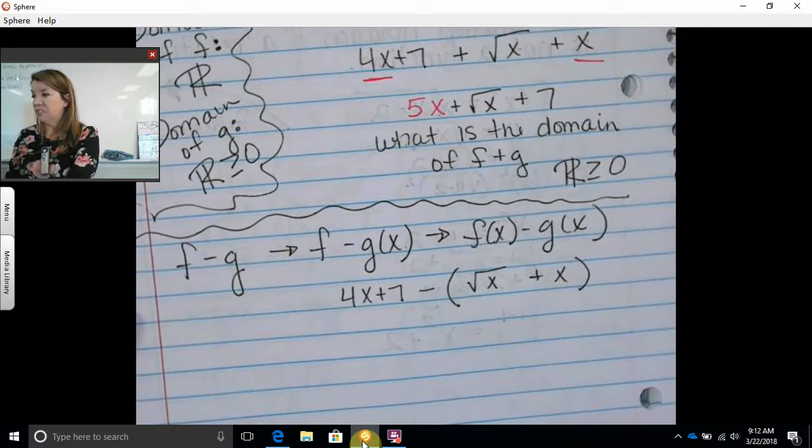And by the way, we're still using the same function, so the domain of f is still all real numbers. The domain of g is all real numbers greater than or equal to 0. Since we're using the same functions, we don't need to rewrite it. Okay?